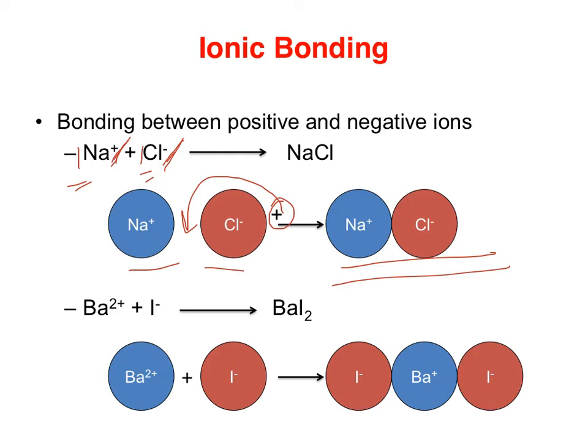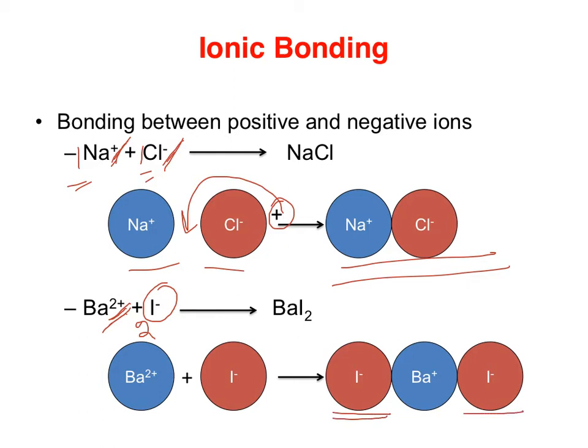Now this one, if you see, is a 2 positive. So for every one positive, you need one negative. So if there are 2 positives, you need 2 negatives. Iodine is a 1 negative, so you require 2 iodines, which explains why there are 2 iodines here.